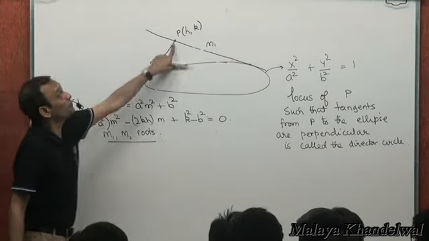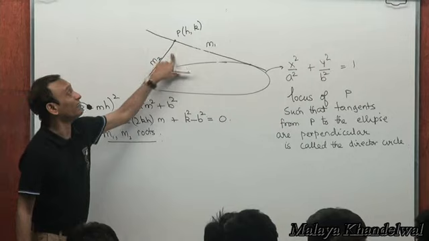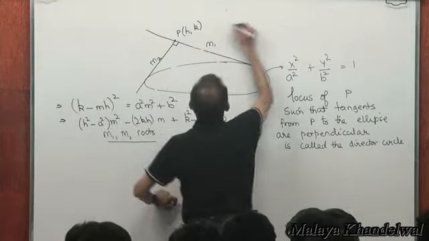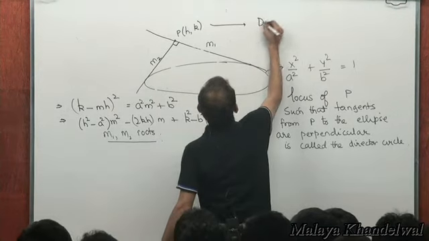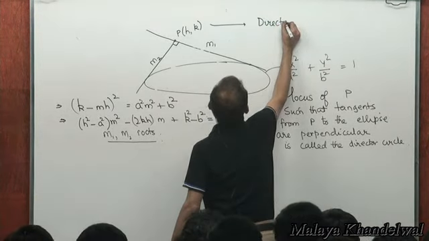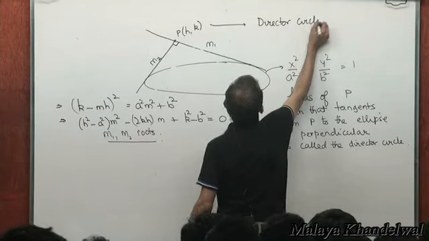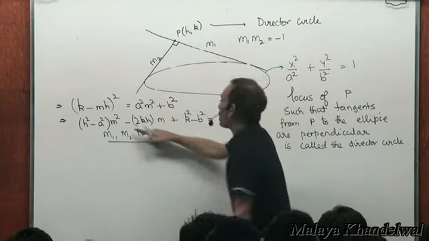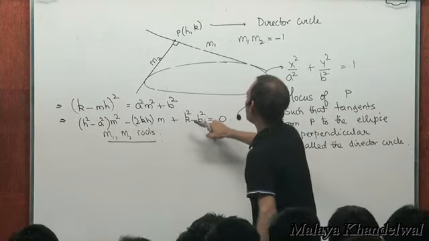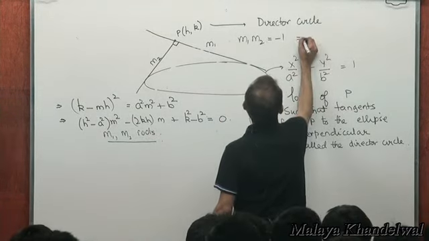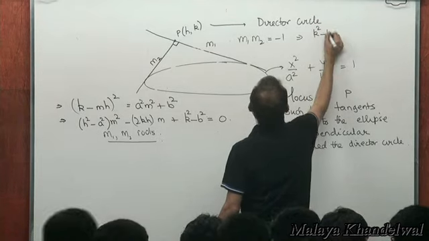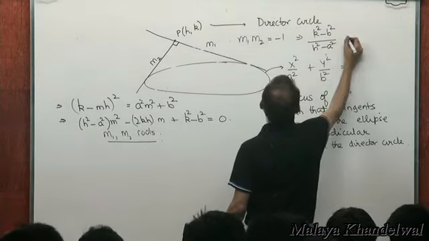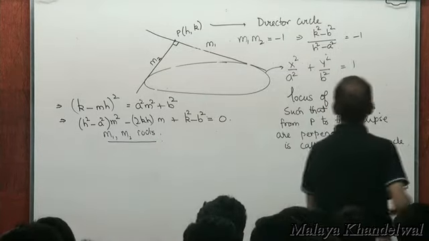Now, if P is a point on the director circle, then m1 into m2 must be minus 1, right? The product of the roots of this equation must be minus 1. m1 m2 is (k squared minus b squared) by (h squared minus a squared), which is minus 1.